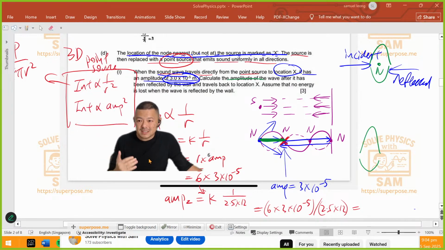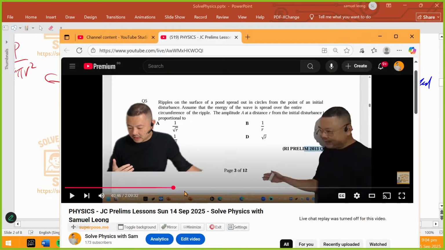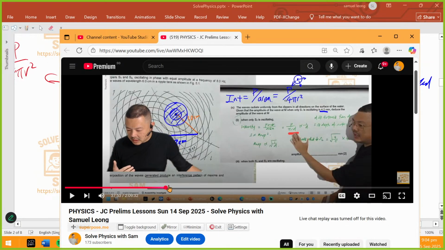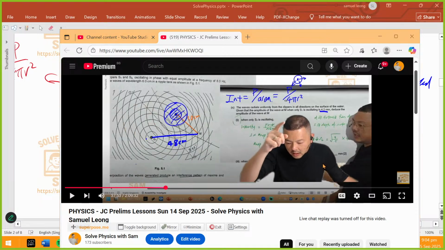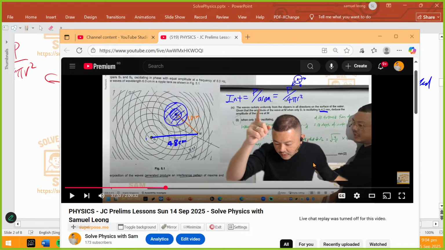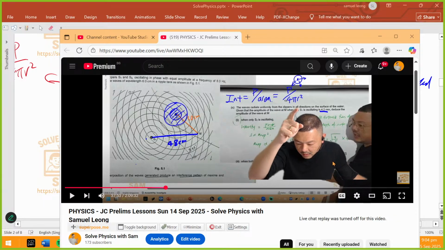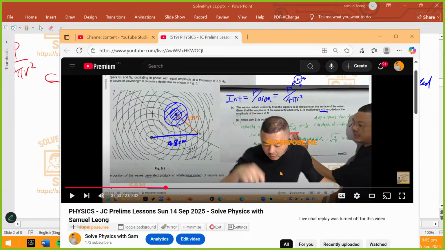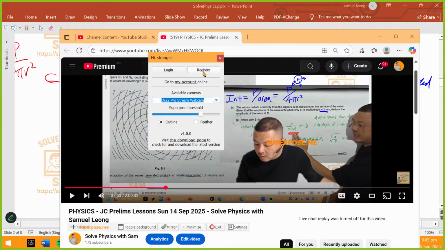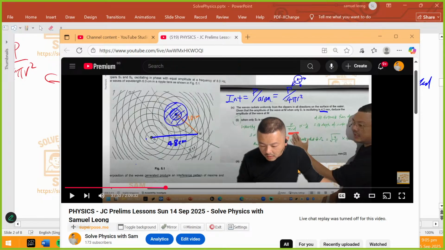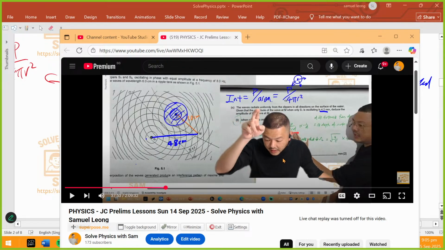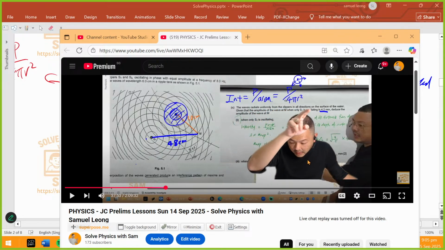But the problem is the way that they ask it. So I was very annoyed by that particular question because the question said something like, waves radiate uniformly from the dippers in all directions on the surface of the water. Oh, hang on, sorry, I need to log in again. Okay, sorry. Waves radiate uniformly in all directions, right?